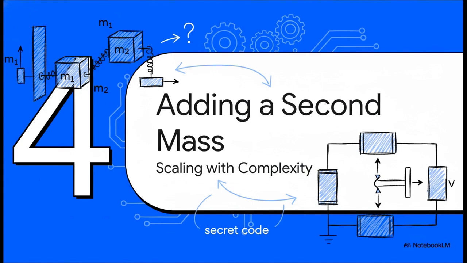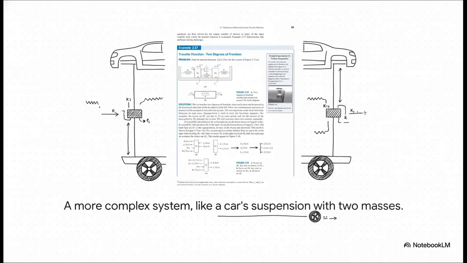Okay, so that was a pretty simple case. But what happens when things get more complicated? Does our secret code still work? Well, let's find out. We're going to add another mass to the system and make it much more like a real-world machine. Here we go.